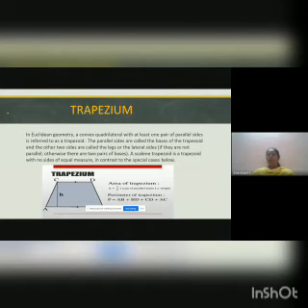And the perimeter of a trapezium is all the sides added. The lengths of the sides are added. So they wrote here AB plus BD plus CD plus AC. That is the formula for perimeter of a trapezium.